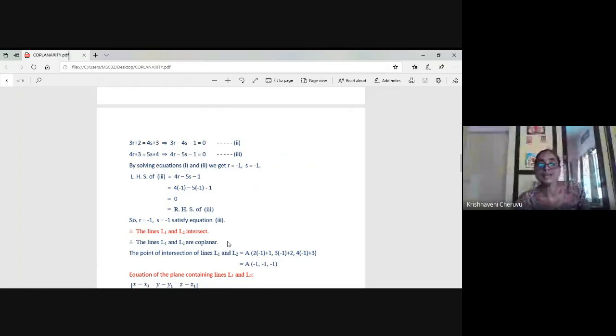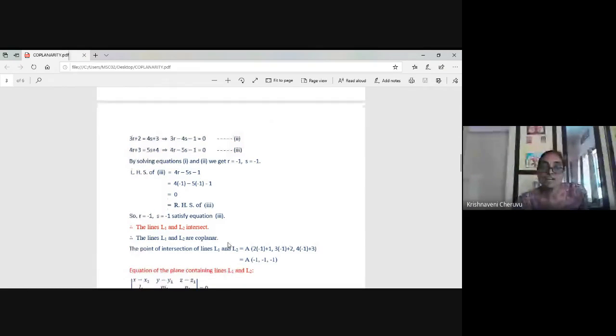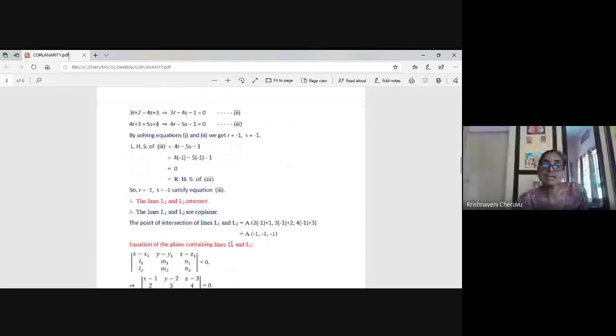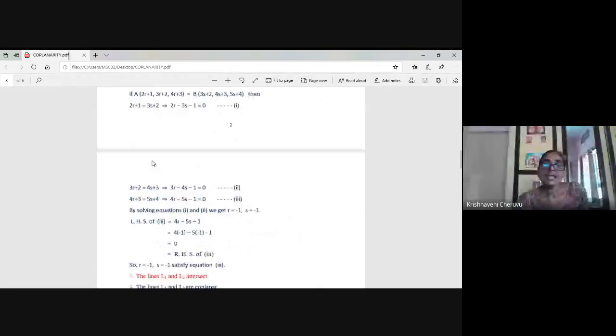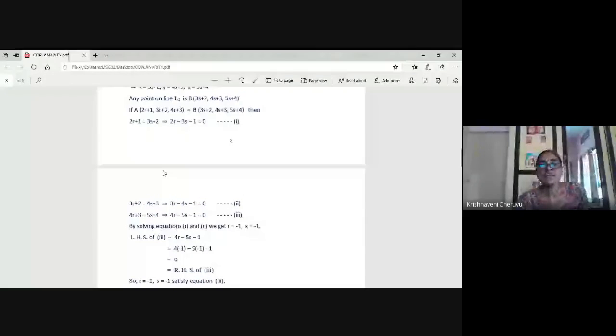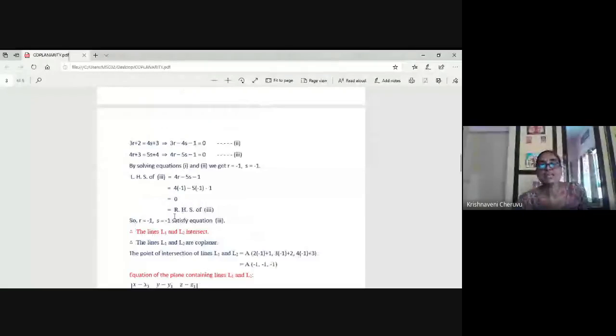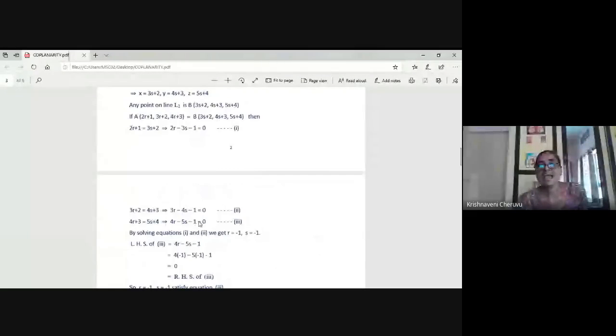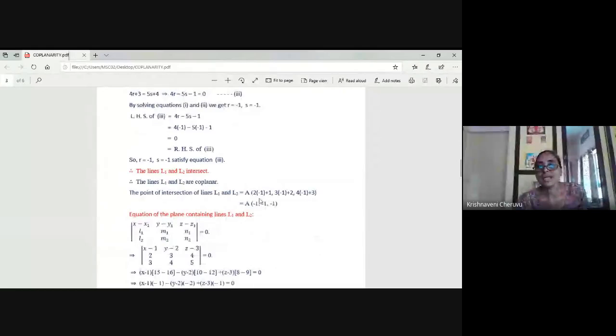The second part is you have to find out the point of intersection. To get the point of intersection, you substitute the r value in A or the s value in B. I substituted the r value in A and I got the point of intersection. So the two lines are coplanar and they are intersecting, and you got the point of intersection.